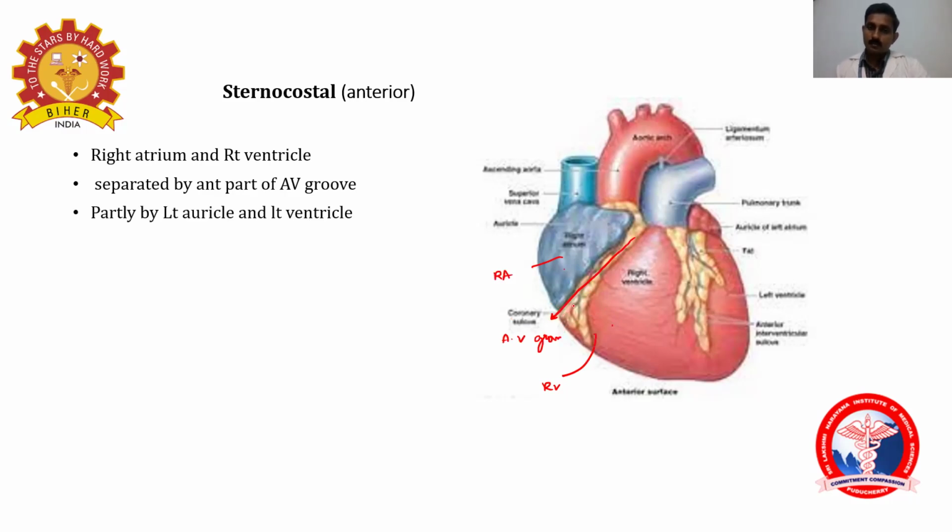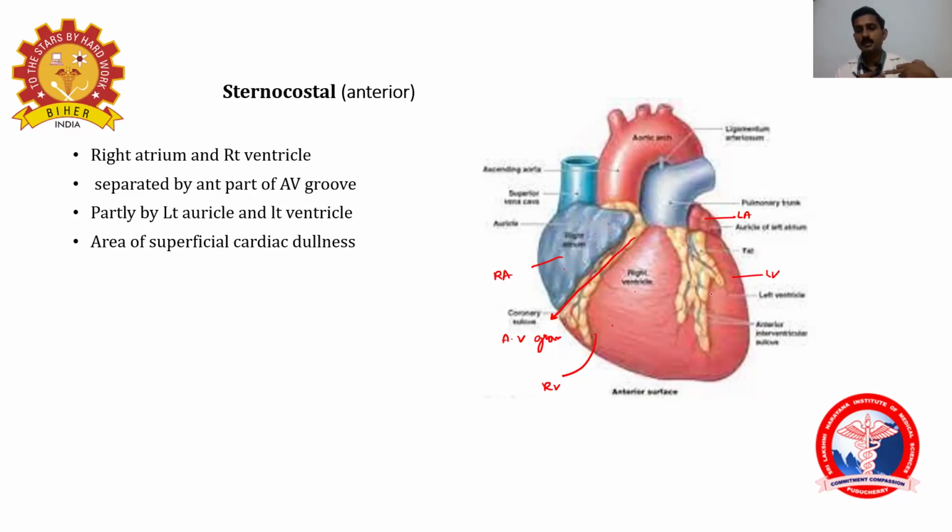partly by left auricle and left ventricle. So it is not only formed by the right atrium and right ventricle. A small part is formed by this structure that is called left auricle and partly by left ventricle. So almost it is formed by all the four chambers of the heart. Right atrium, right ventricle, and a small part is formed by the left auricle and left ventricle. It is the area of superficial cardiac dullness.